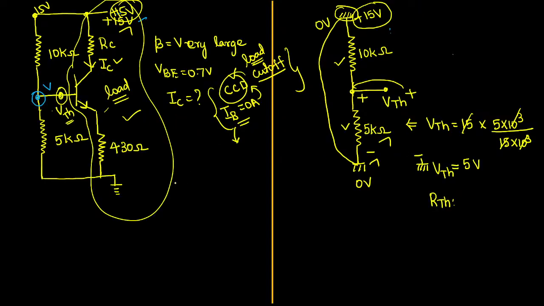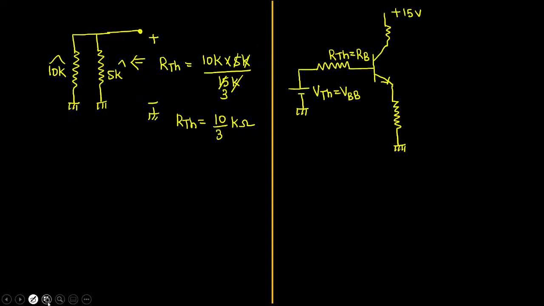Yes or no? Transistor is the complete load. The 430 ohm collector resistance is not known. This is how we are redrawing the circuit.